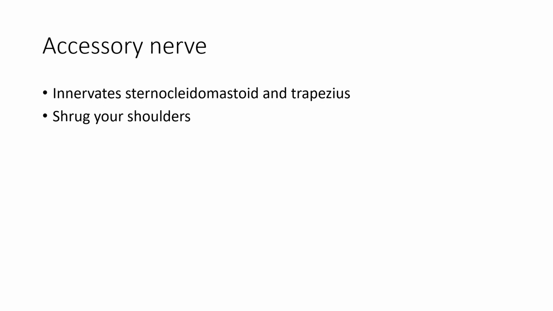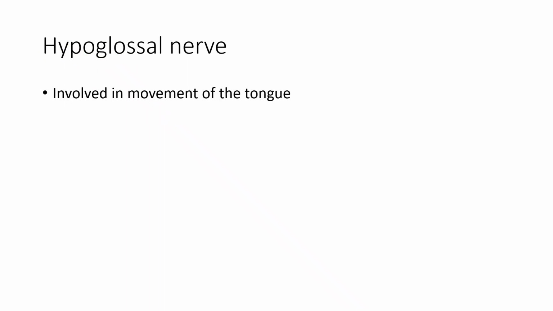The next one is the accessory nerve. Now, if you think of an accessory as something someone puts in a bag or a purse, the accessory nerve is going to innervate muscles that help you shrug your shoulders, such as your sternocleidomastoid and your trapezius. Now, these muscles do have other nerves that will innervate them, but we do check them with the cranial nerves, such like that. And the last one is hypoglossal.